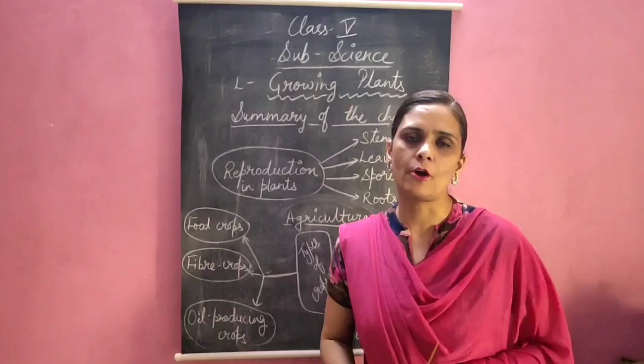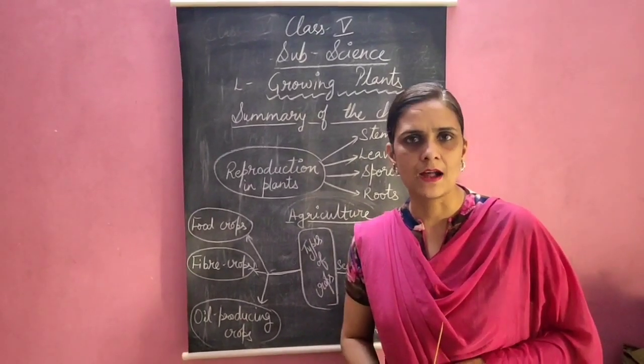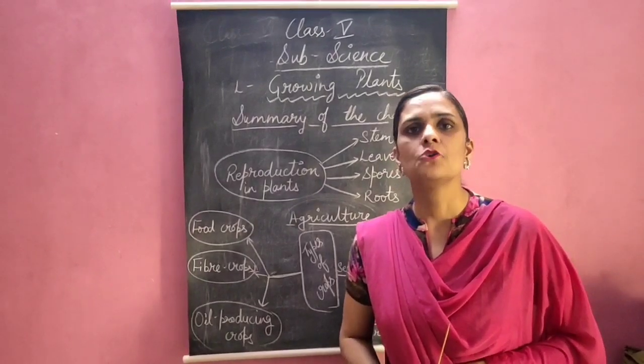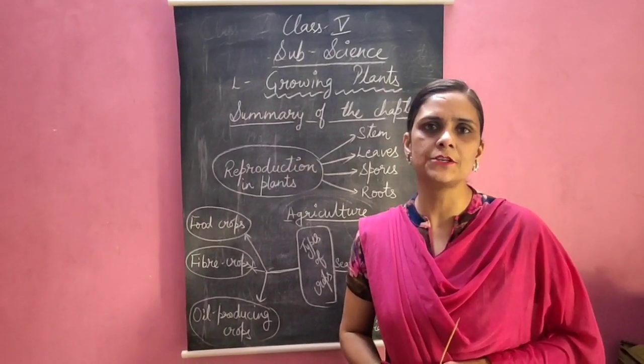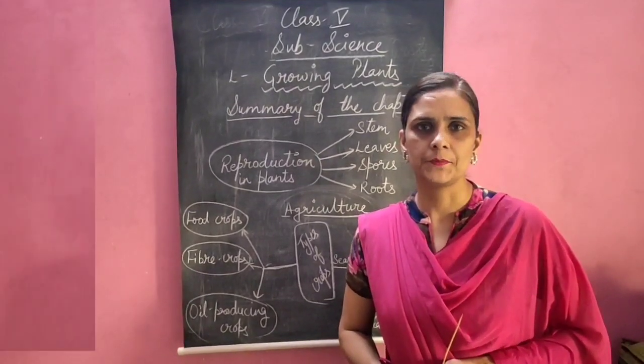These oil producing crops include the crops of mustard, sunflower and soybean etc., whose seeds are used to extract the vegetable oil from them, which is further used for cooking.